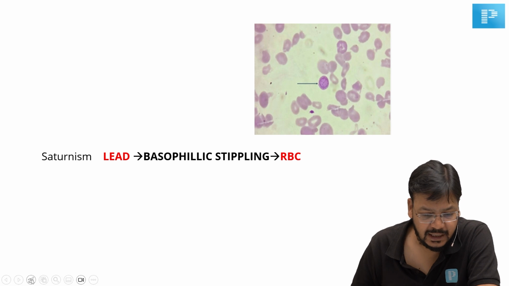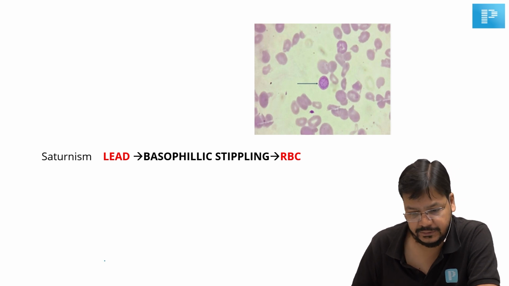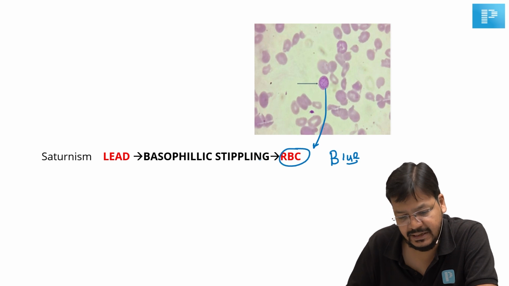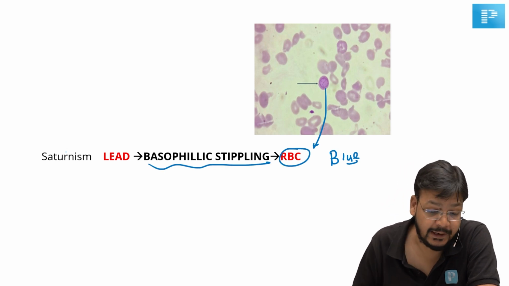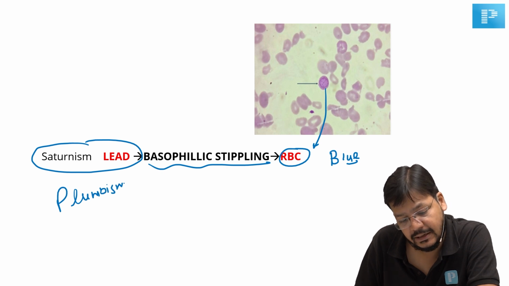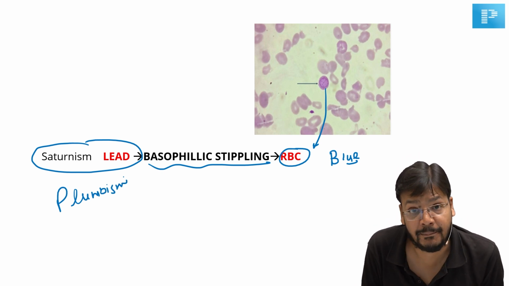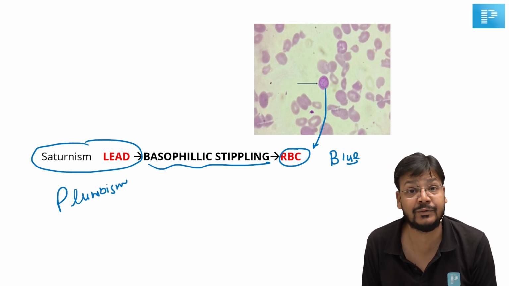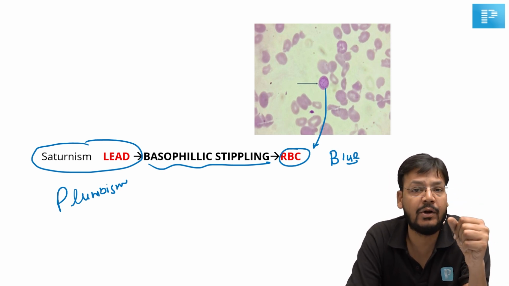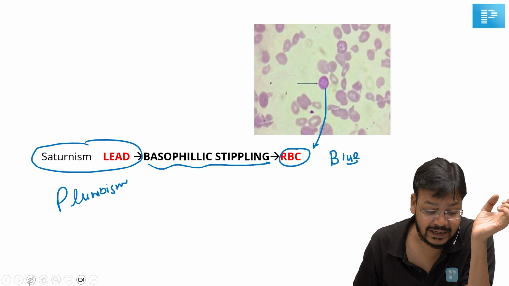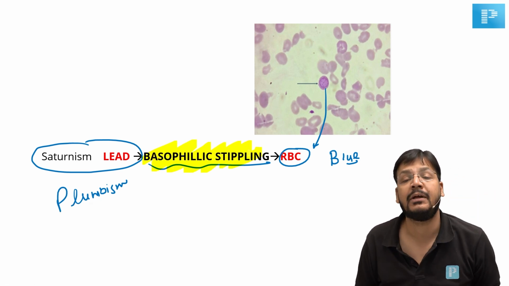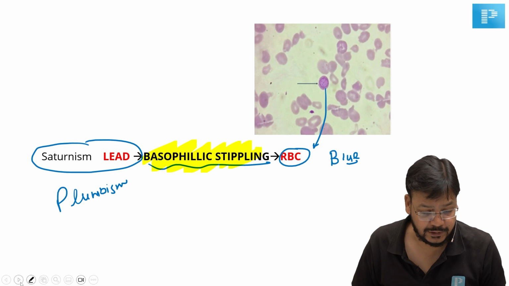Doctor sir, if you see the blue color dot, yes, my dear friend. If you see the blue color dot in the RBC, it is basophilic stippling, which is plumbism or Saturnism. Both questions come in the exam. In RBC you see the blue color dots; the name is basophilic stippling.